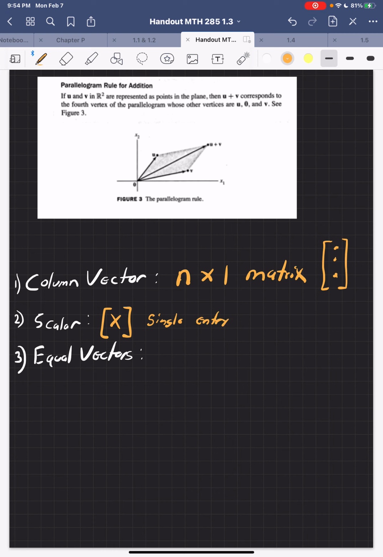All right, a 1 by 1 matrix is a scalar. Okay, so a 1 by 1 matrix, one row, one column, is the equivalent of a scalar, right? It's the analog of a scalar in matrix form. Now, for equal vectors, to be able to say vectors are equivalent, it's if and only if the corresponding entries are the same.